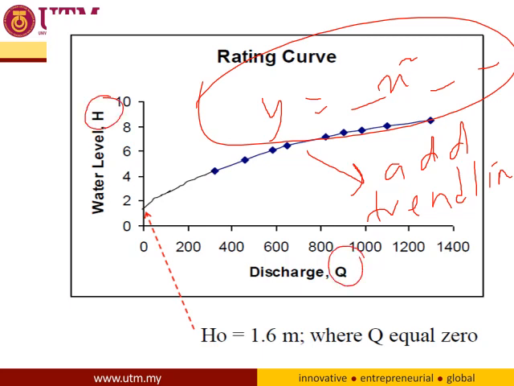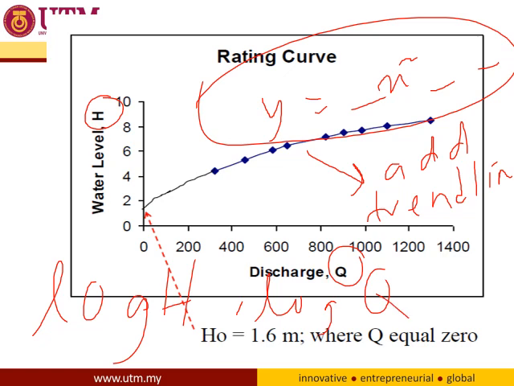But as I showed you before, you can also plot it manually. If you get a curved line, you convert it into a straight line. How do you convert it? You log it. You log H and you log Q, so you will get a straight line, a linear regression line, and you can get the y intersection, and you can get the slope. Then you can create your formula.